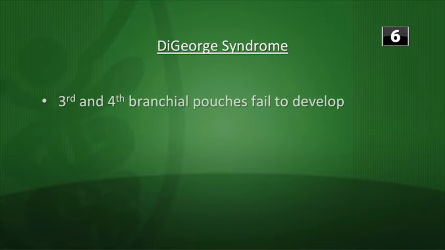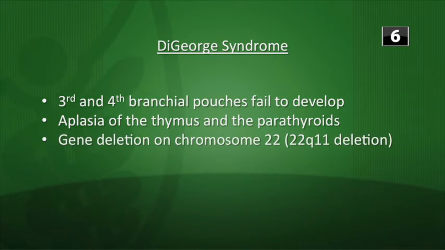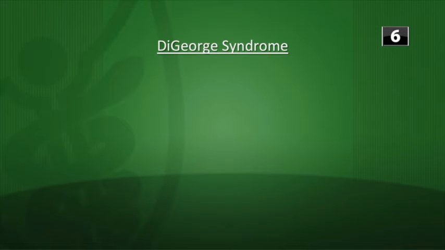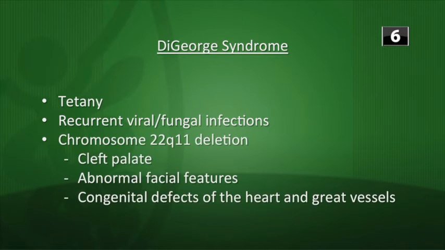Next, what's the underlying cause of DiGeorge syndrome? And then what are the manifestations? So the underlying cause is that the third and fourth branchial pouches fail to develop, resulting in aplasia of the thymus and the parathyroid glands. Usually this occurs because of a gene deletion on chromosome 22. Then for the manifestations, these patients can have tetany, because without parathyroid hormone they're going to have hypocalcemia. They can have recurrent viral and fungal infections because they don't have a thymus, so the T cells can't mature. And then if it's a chromosome 22q11 deletion, you can also see cleft palate, abnormal facial features, and congenital defects of the heart and great vessels.